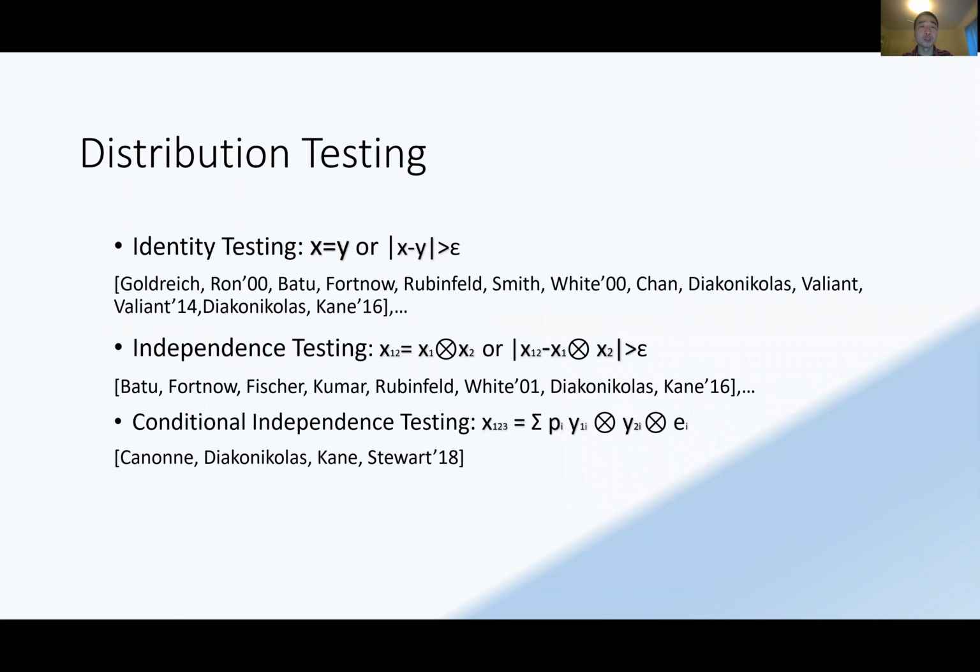Distribution testing has attracted lots of attention in the community of ITCS. For instance, the identity testing problem, the independence testing problem, and the conditional independence testing problem. Many techniques and smart ideas come from analyzing the L2 norm.